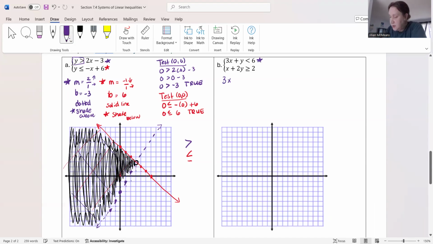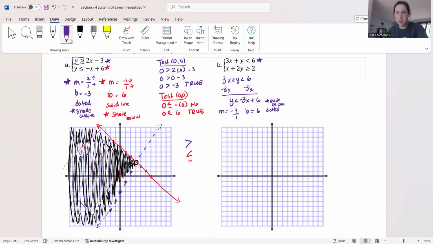So we have 3x plus y is less than 6. I want to solve for y. All I have to do here is subtract 3x, which is nice. And that gives me y is less than negative 3x plus 6. So my slope, as long as I'm solved for y, is the coefficient of x. So my slope is negative 3 over 1. My y-intercept, as long as I'm solved for y, is 6. And then I have a strict inequality here, so we're going to go with a dotted line. And then as far as shading is concerned, we need to always test a point, but right now we have y is less than, so that lets me think I'm going to shade below.